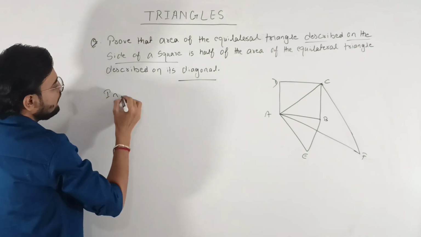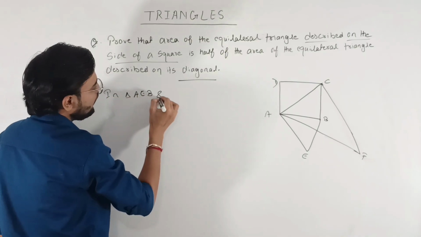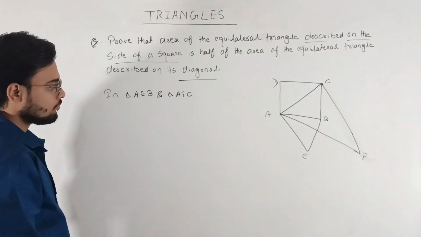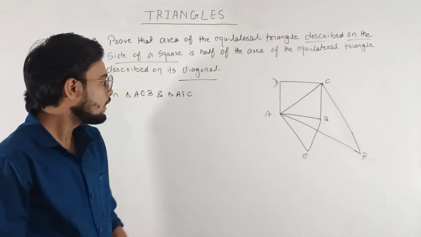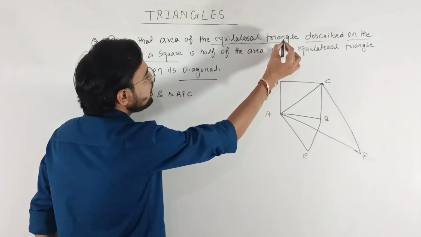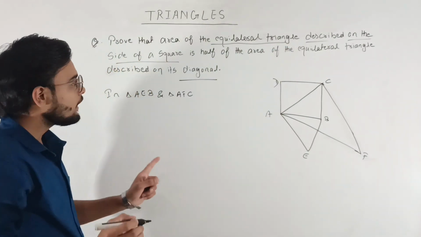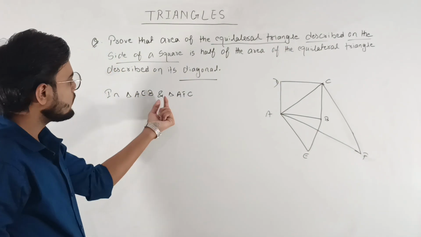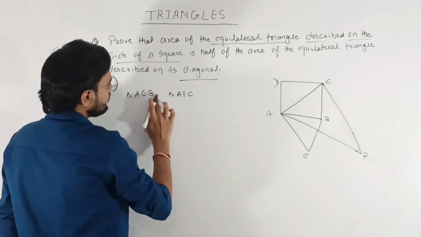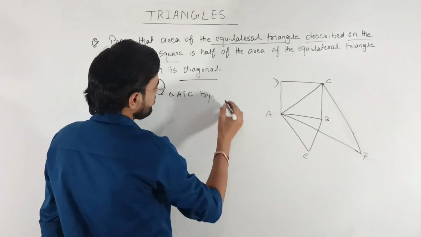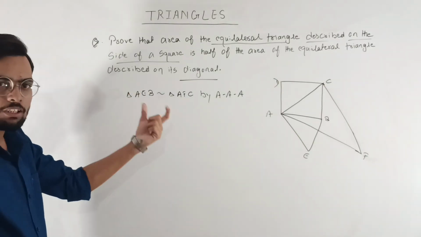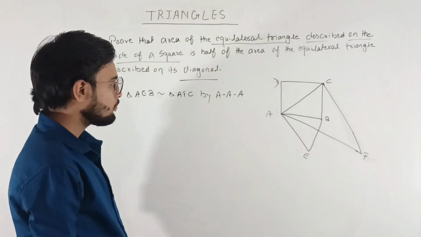Okay. So first we consider triangle AEB and triangle AFC. Look, are these two triangles similar or not? These two triangles are similar. Why? Because they are equilateral triangles. In an equilateral triangle all angles are, sorry, 60 degree. So these two triangles are similar by AAA criteria. All angles are 60 degree in an equilateral triangle. That's why these two triangles are similar by angle.